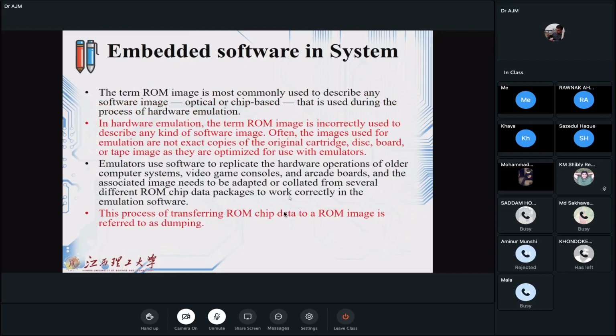In terms of ROM image, it is commonly used to describe any software image, optical or chip-based, and that is used during the process of hardware emulation.